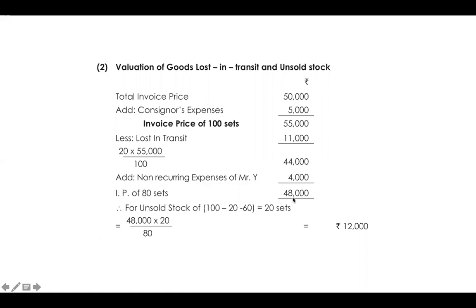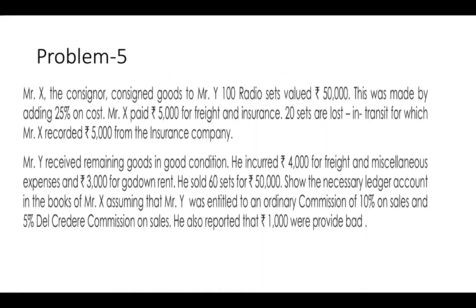So this is the worth of the 80 sets that he received. Out of 100, sets which are in good condition are 80. The value of 80 sets is 48,000. Out of this 48,000, come back. Who sold? Y sold. He sold 60 sets for 50,000. Show the necessary ledger account in the books of consignor, the X.